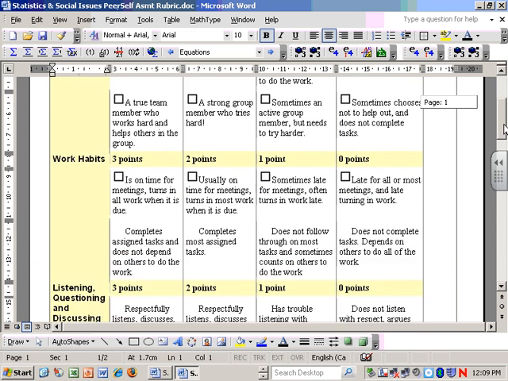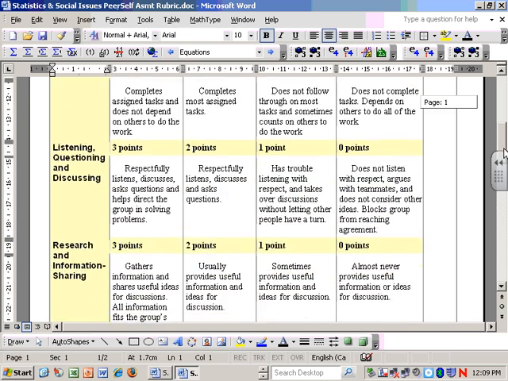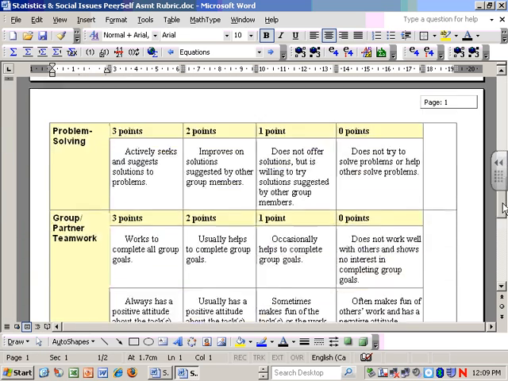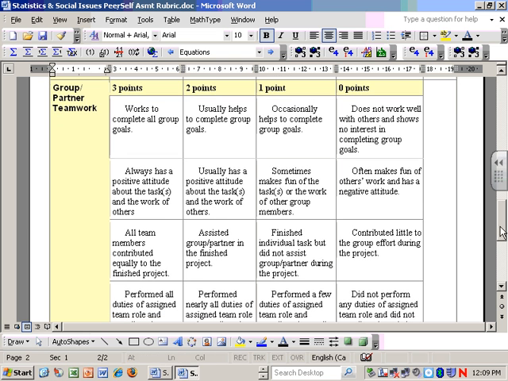Then on the second page, the very last section here is group and partner teamwork. As a group overall, they would rate themselves how they thought that they did. It's just so you can mark them on the same scale as a group, using the same rubric, and then you can see discrepancies. If they think they work really well together and you thought they were goofing around, then you can maybe talk about those issues also.